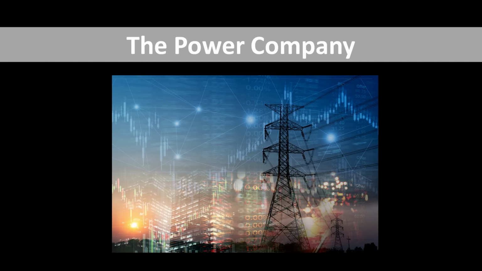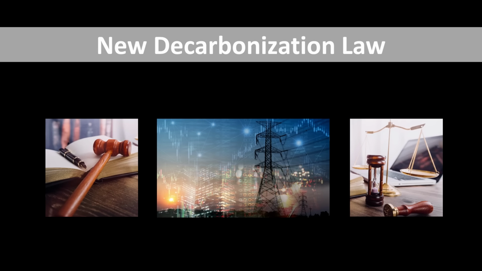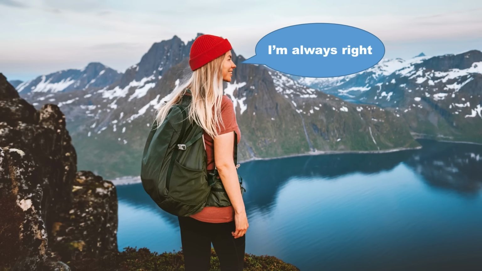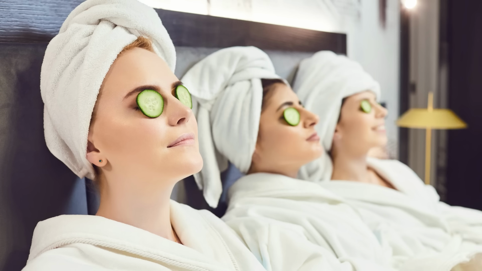In other words, material and chemical decarbonization primarily involves the power company that supplies electricity, the utility company that supplies gas, and new laws that require decarbonization. The wife is right. Decarbonization is only implemented by a tiny portion of our society. Everyone else can relax.